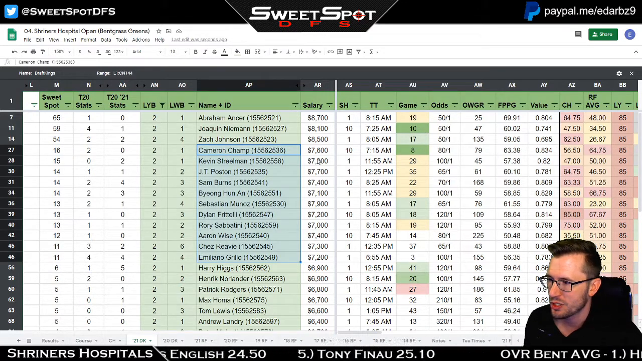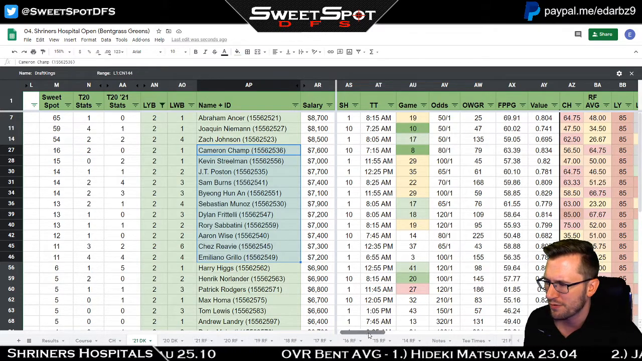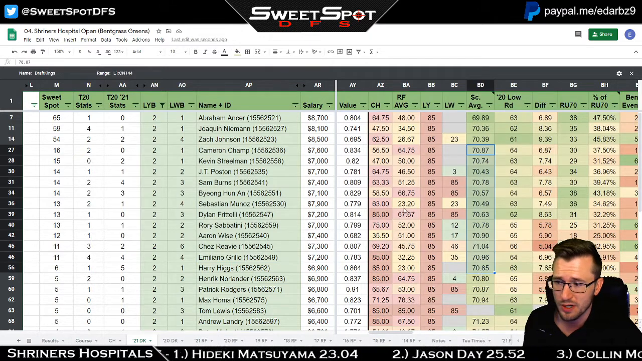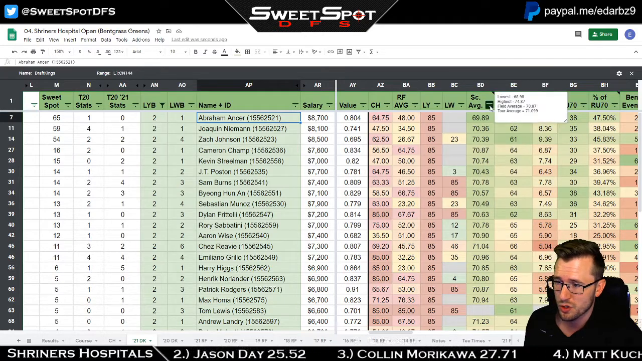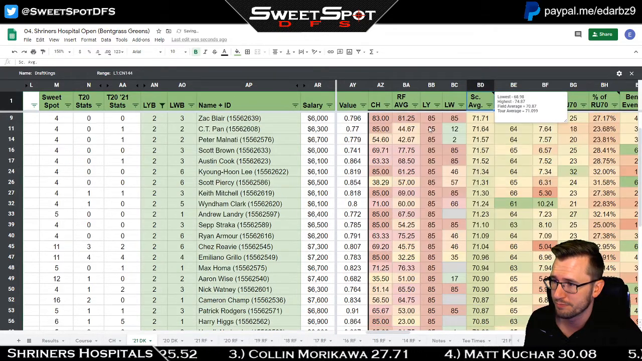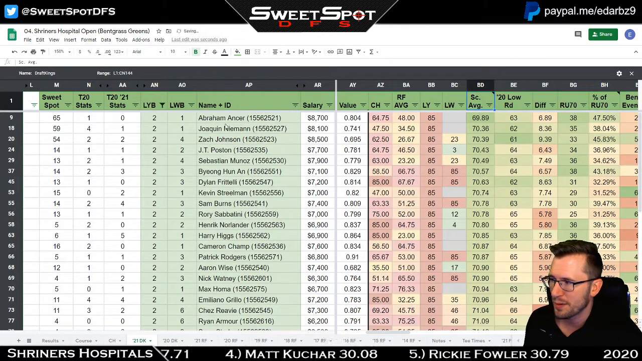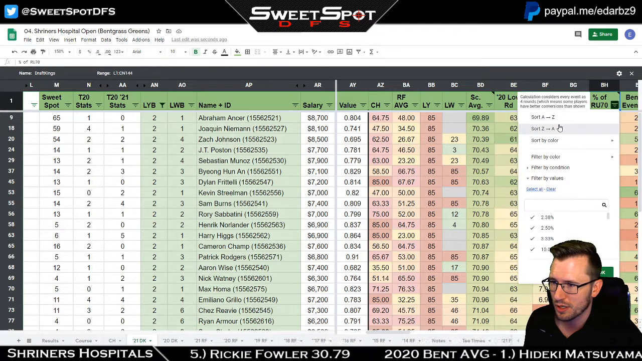So it's kind of showing you that a lot of these guys, their scoring average is probably very similar to each other, as you can see right here. And that's why they're that number. Abraham Ancer has one of the best scoring averages. I don't want to go that way. Martin Trainer, don't play him. Yeah, so Abraham Ancer, Joaquin Niemann, and Zach Johnson are your best golfers by scoring average.